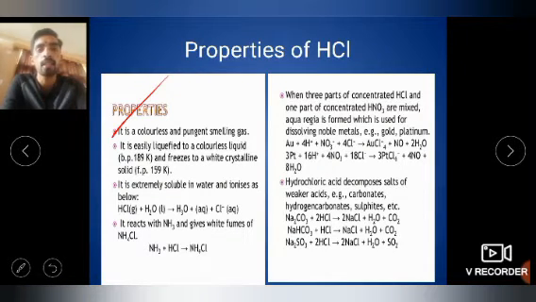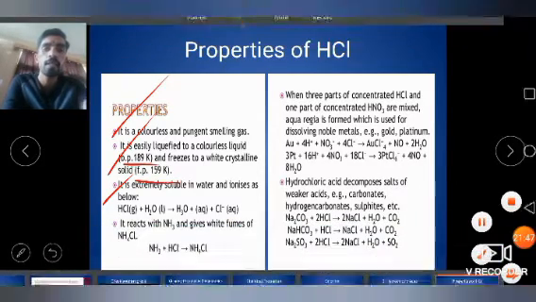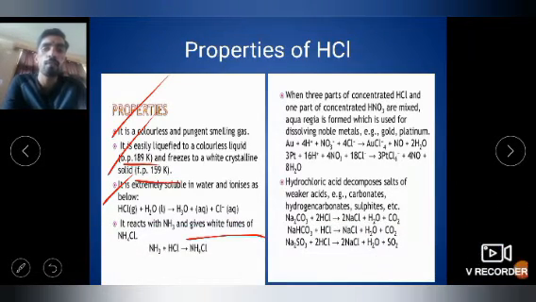Properties: it is a colorless and pungent smelling gas. It is easily liquefied at 189 Kelvin. At what temperature is chlorine liquefied? It is 239 Kelvin. Whereas HCl liquefies at 189 Kelvin and freezes at 159 Kelvin. It is extremely soluble in water and easily ionizes. It reacts with ammonia to give white fumes of ammonium chloride. Okay, when 3 parts of concentrated HCl and 1 part of concentrated HNO3 are mixed, this you know very well, is aqua regia.